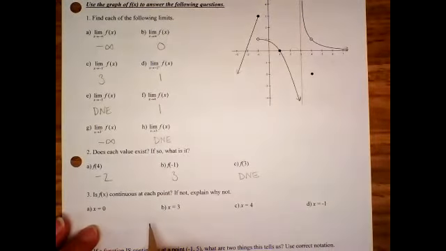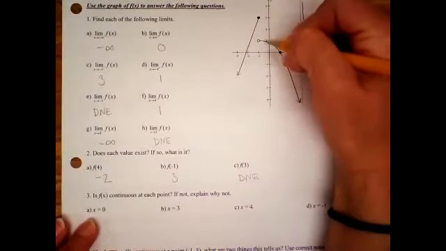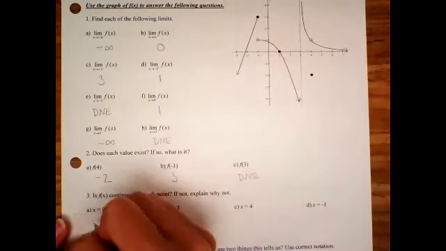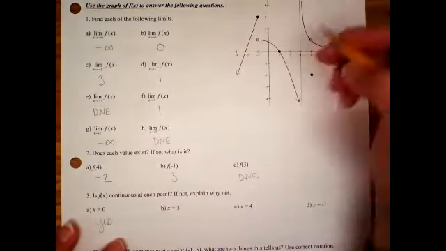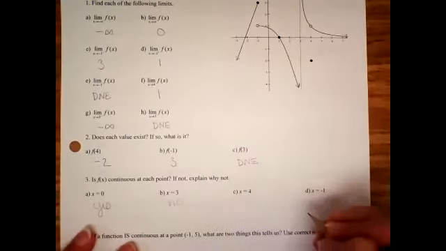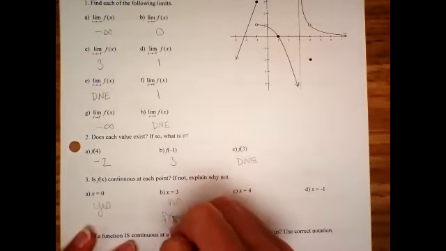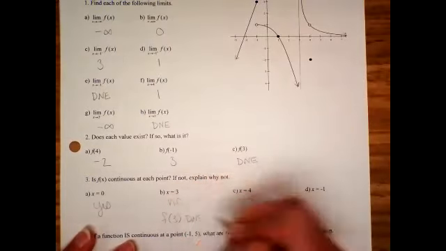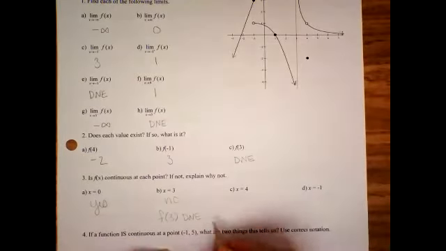And then here we're talking about continuity. At 0, our function is continuous. There are no breaks or jumps there, so that one is yes. At 3, we have an asymptote, so that's no. Now you have to use correct notation. There's not a point at 3, so we're going to say f of 3 does not exist for our explanation. And you have to make sure you use this correct notation.